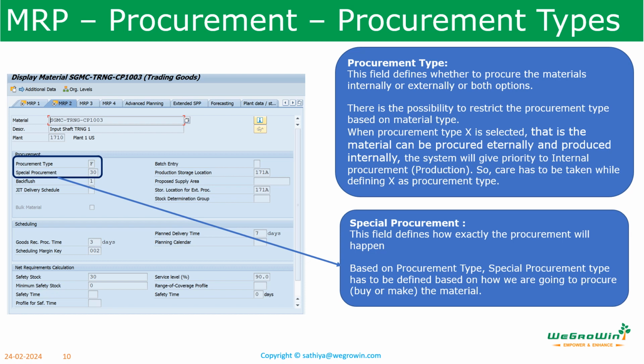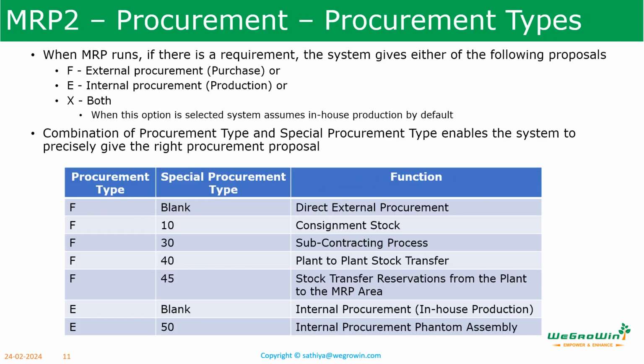The special procurement field defines how exactly the procurement will happen. Based on the procurement type, the special procurement type has to be defined based on how we are going to procure the material. That we will discuss now. When MRP runs, if there is a requirement, the system gives either of the following options: F, which is for external procurement, that is purchase, and E, which is internal procurement. When the option is selected, the system assumes in-house production if the X indicator is given. That is what we discussed earlier.